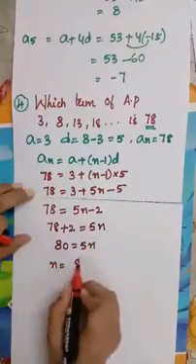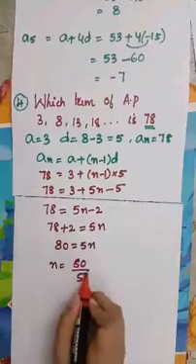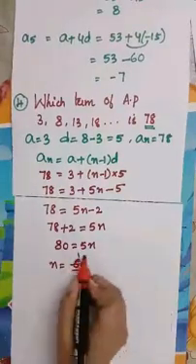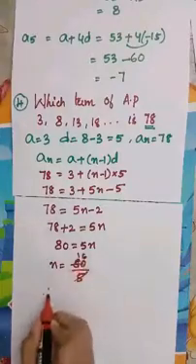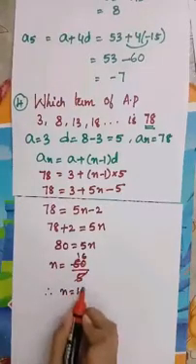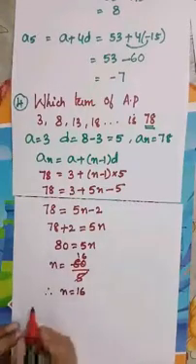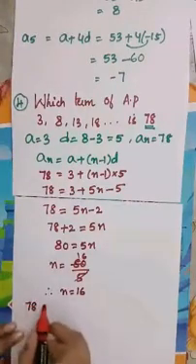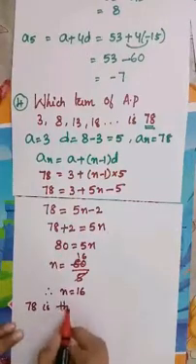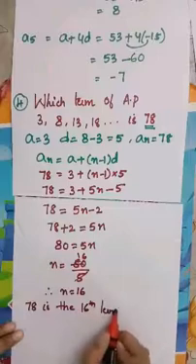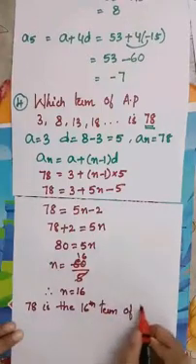n is equal to 80 by 5. 5 1s are 5, 3 is left. 5 6s are 30. Therefore, n is equal to 16. 78 is the 16th term of the given AP.